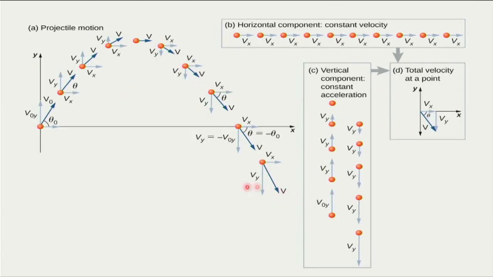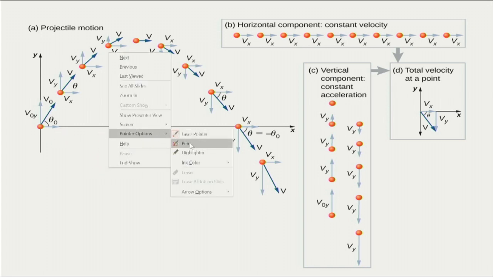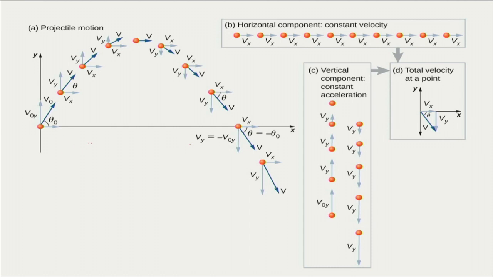This is the diagram for projectile motion. If you can see here, this is V. V is not on the x-axis or y-axis. This is the direction of the velocity V, the initial velocity. This velocity is resolved into two components, Vy and Vx. At this point we can see Vx here.